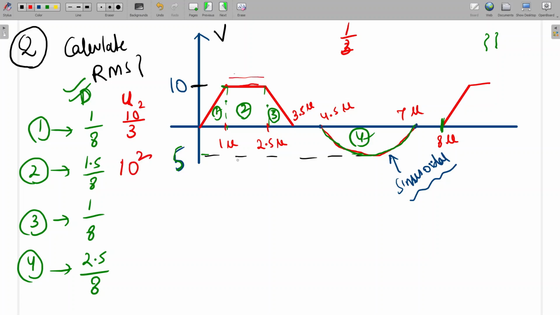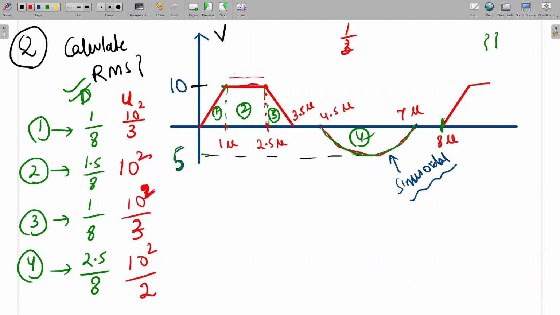For here also a triangle is there, so it will be 10 square by 3. And here a sine wave is there, so for the sine wave it will be 10 square by 2. Is it clear? Sorry sir, for the area of the 3, 10 square by 3? See, you can refer to my previous video on the triangle and then it will be more clear. The third region is also a triangle, peak is 10, so it is 10 square by 3. By mistake, I had written it wrong there.